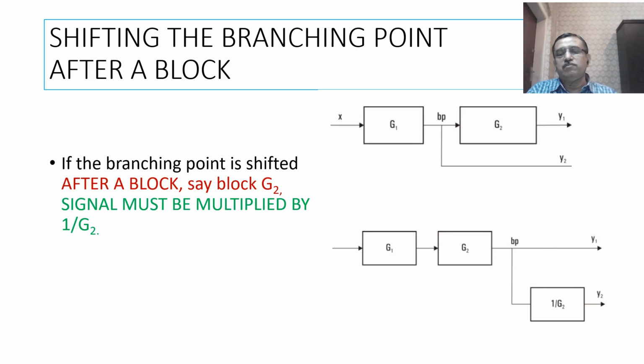So if I take from here, the signal y1 is G1 G2 into x. So the signal coming out from the branching point, y2, should be equal to what? Should be equal to G1 into x, but it is G1 G2 into x, so we will divide it by G2. So the signal should be divided by G2, or in other words it should be multiplied by 1 by G2. It's not divided by, it should be multiplied by 1 by G2.